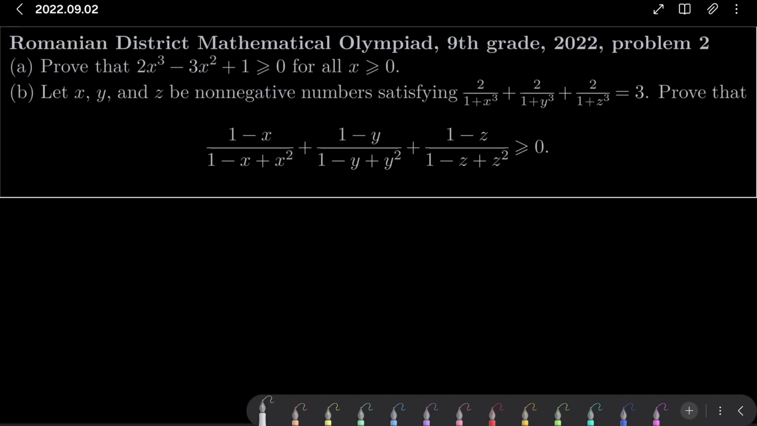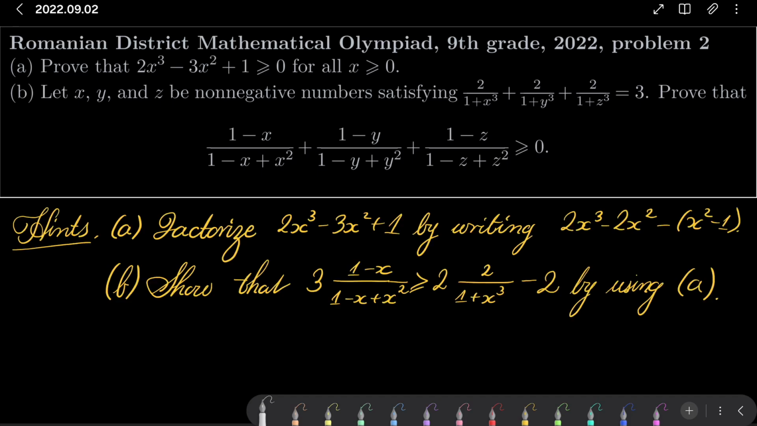So here are my hints. Part A is very straightforward. Just factorize this polynomial by writing it in the following way: 2x^3 - 2x^2 - x^2 + 1. And then use part A, because part B would be quite challenging without part A, but given part A, it is probably a hint for part B. So show that 3(1-x)/(1-x+x^2) is greater than or equal to 2 times 2/(1+x^3) minus 2, by using part A. So give this problem a try and I will see you in just a minute.